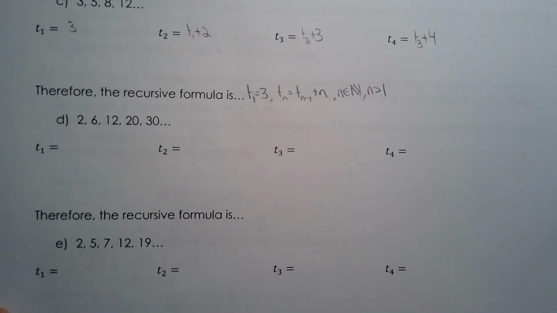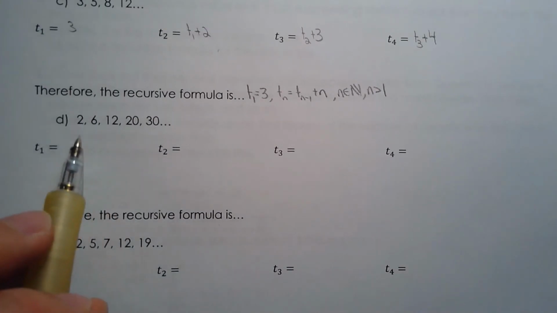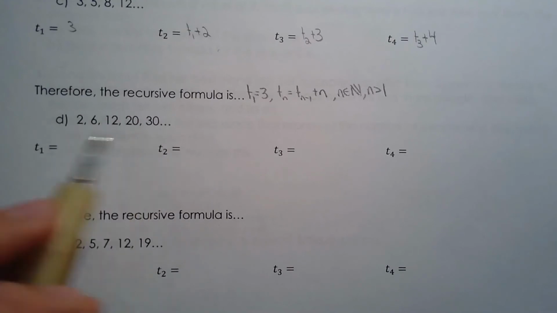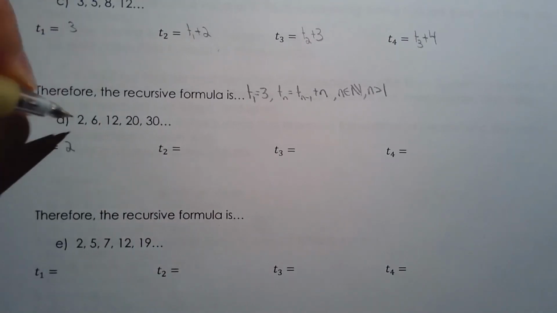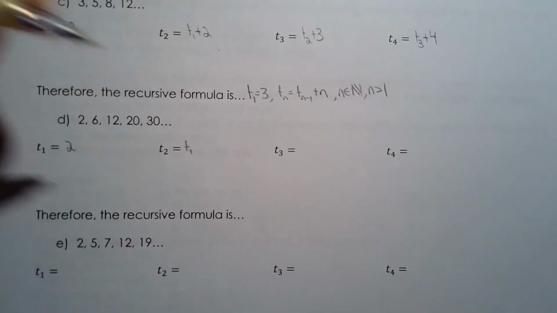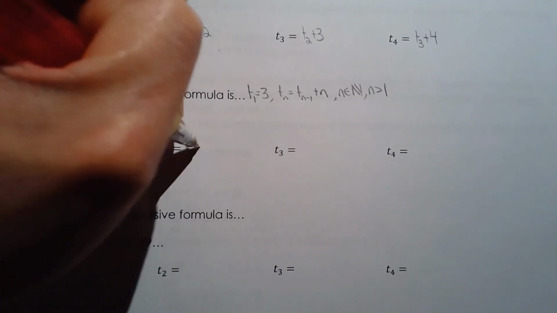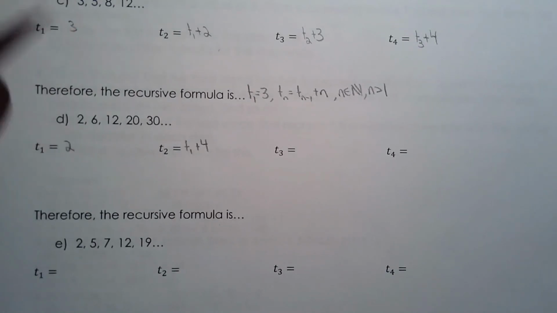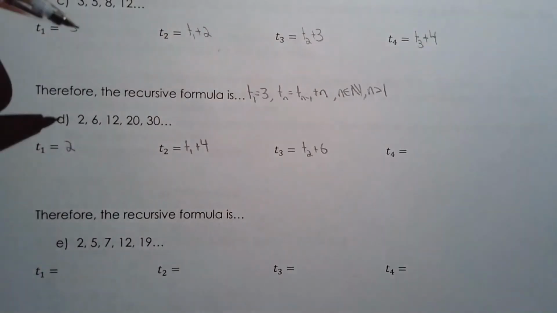Okay, what about this one here? This doesn't follow a linear relationship here. So you know what? Let's show some work and hopefully we can piece it together. So the 6 is the first term plus 4, and the 12 is the second term plus 6, and the fourth term is the previous term plus 8.